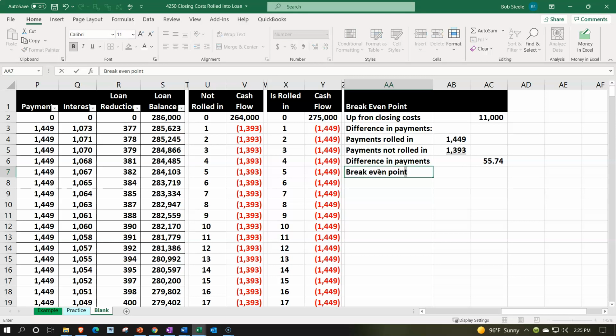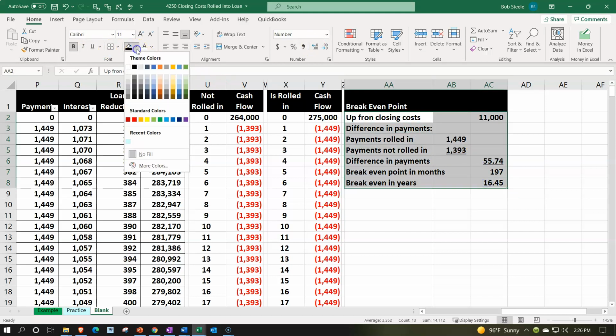Break-even point in months would be equal to the 11,000 closing cost divided by that difference in payments. So from a cash flow standpoint, 197, fairly significant out there. And then the break-even in years would be equal to the 197 divided by 12, 16, adding a couple decimals, there we go, underlined here. So that's when you think the two scenarios would break even.